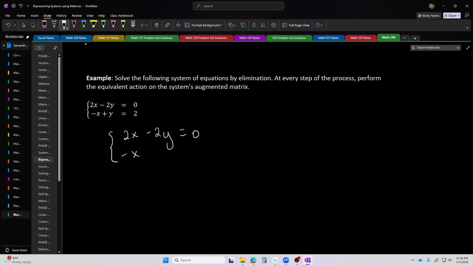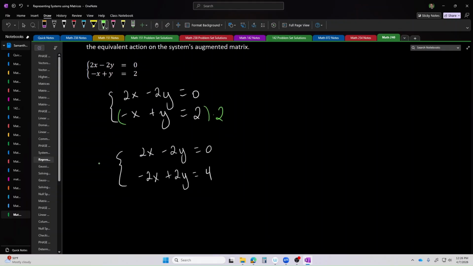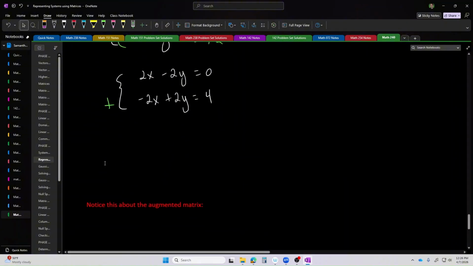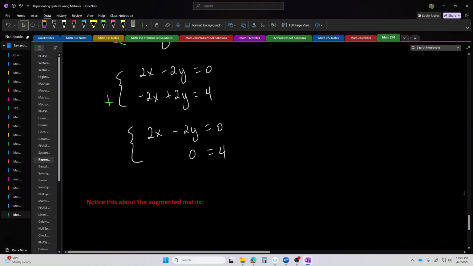The action that I would perform in the system to solve this would be to multiply the second equation by 2. So if I scale that second equation by 2, I end up with the equation negative 2x plus 2y equals 4. And then I would add the second equation into the first equation. And that would eliminate both the x's and the y's. And so that would give me the equation 0 equals 4 as a result of doing that.